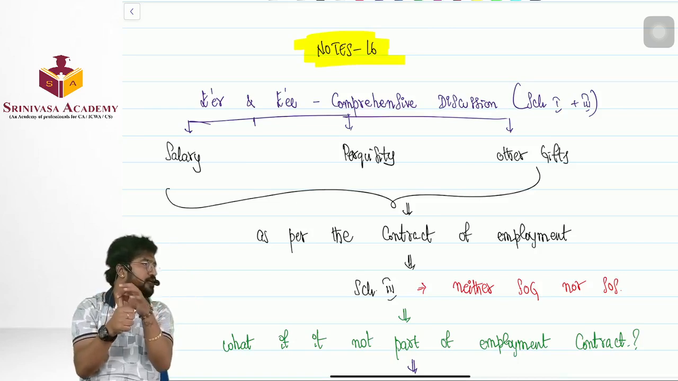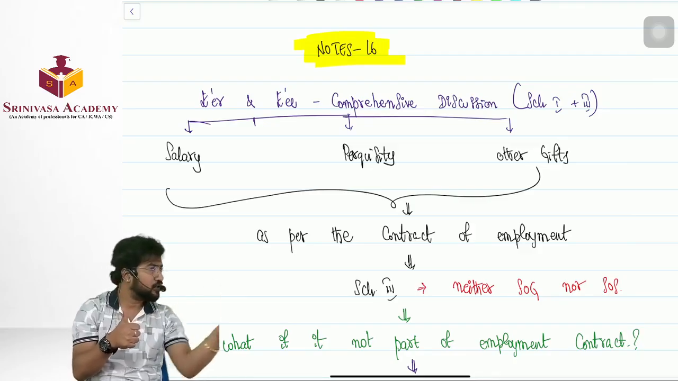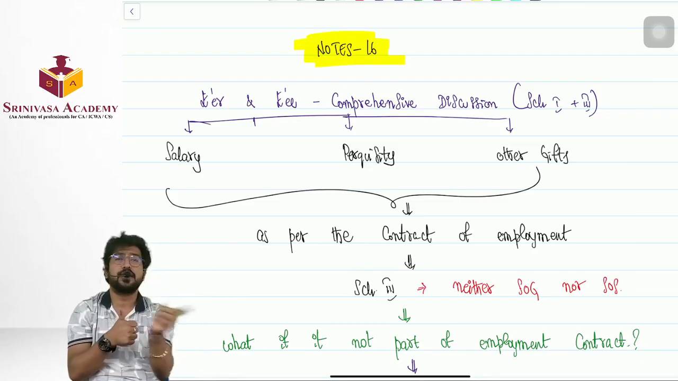What is Schedule 3? Neither SOG nor SOS. Somebody calls it the negative list. Somebody says neither SOG nor SOS. That means it is not at all a supply.